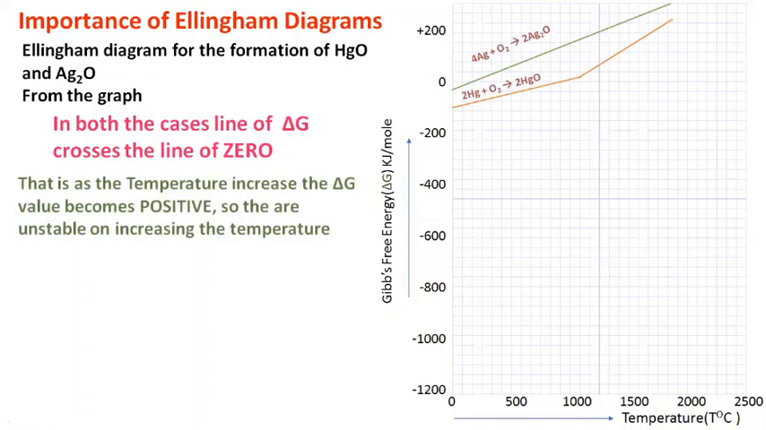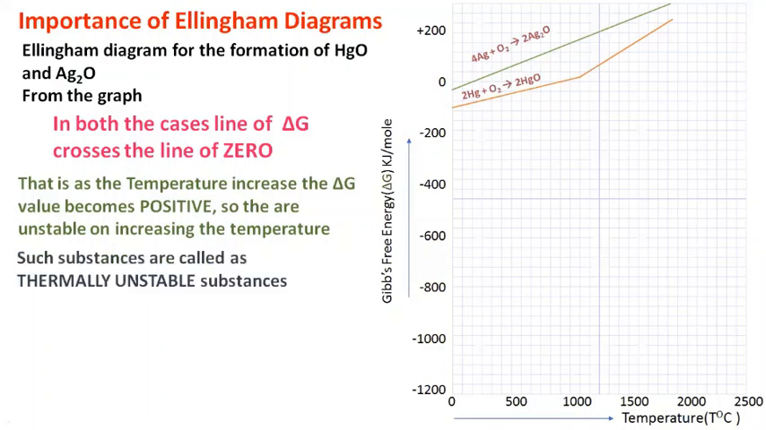So in both the cases, the line of delta G value crosses the line of 0. That is, as the temperature increases, the delta G value becomes positive. So they are unstable on increasing the temperature. Such substances are called thermally unstable substances. Mercuric oxide HgO and silver oxide Ag2O are thermally unstable substances. That is, they can be easily decomposed by heating.